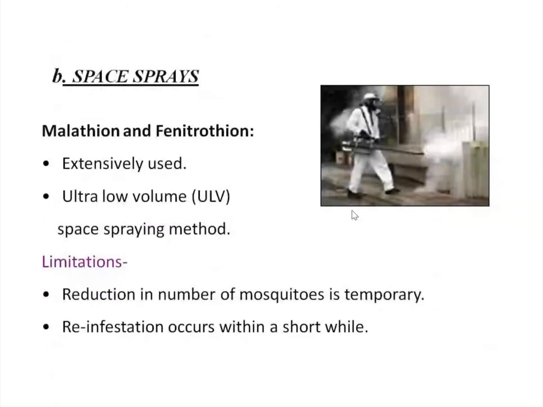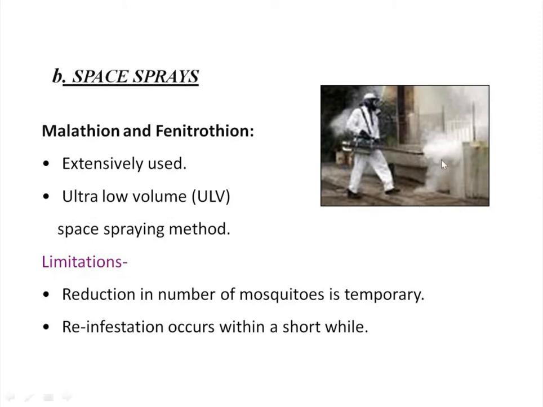Along with pyrethrum, we use some other insecticides like malathion or fenthion also. These are also extensively used for fogging. So this is the fogging, if you see. That's how they do the fogging in and around the houses and outside the house.